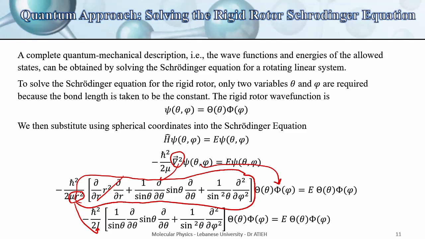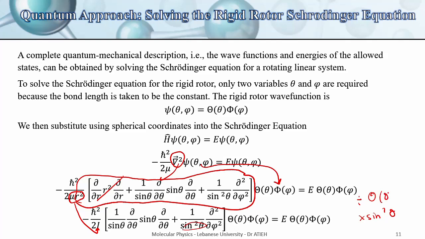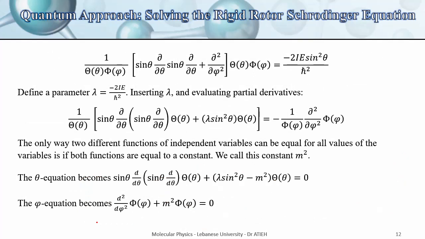Now we will try to rearrange the equation. We're going to divide by theta phi, and multiply the whole equation by sine squared theta, divided by theta of theta and phi of phi. We're going to multiply by minus 2I over h bar squared to get rid of this constant here. So let's do that, and we will arrive at this form. So as you can see, we arrive at this form.